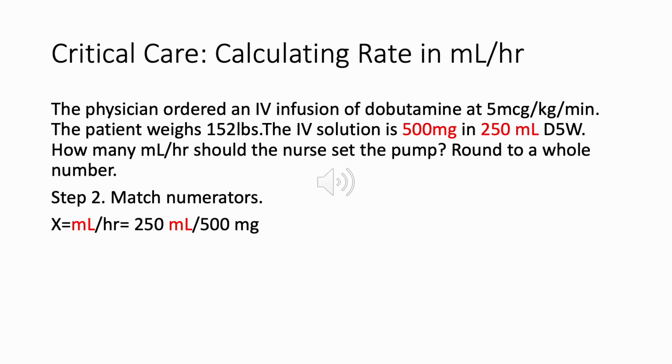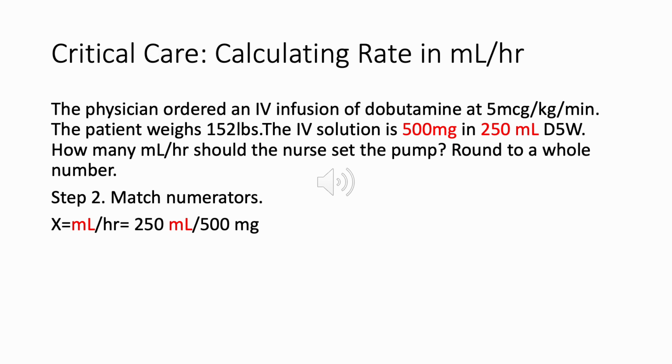Now that I know that I'm looking for a flow rate, I will read the problem. So in this problem, the physician ordered an IV of dobutamine at 5 mics per kilogram per minute. The patient weighs 152 pounds, and the IV solution contains 500 milligrams of dobutamine and 250 mLs of D5W. How many mLs per hour should the nurse set the pump and round to a whole number?